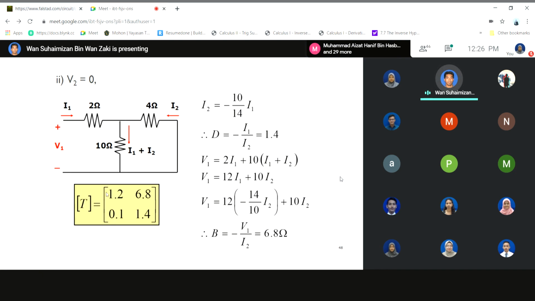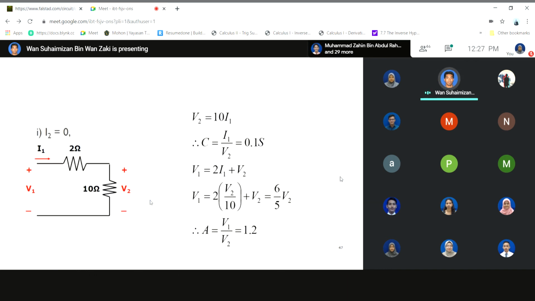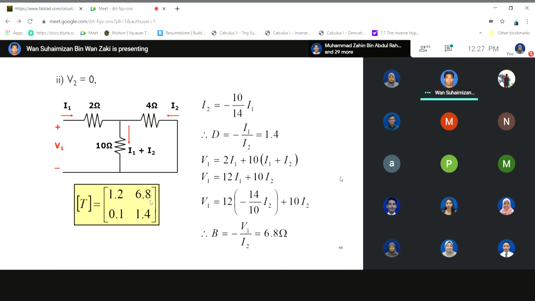So at the end, you need to put it into matrix form. So this is the A value, B value, C value, and D value, right? So there is the unit here. Basically this is ohms, Siemens. There is no unit for these two, basically, right? Let me check. Yes, C is Siemens. So this is A, B, C, and D. So this is S, and B here is ohm, right? So this is the T parameter. So that's it. Any questions?